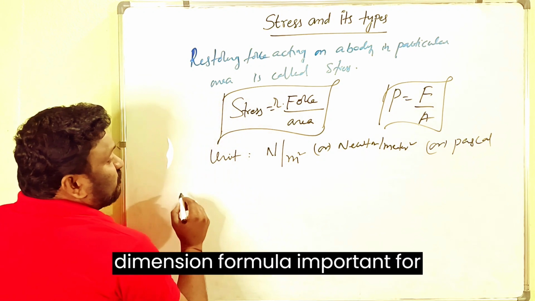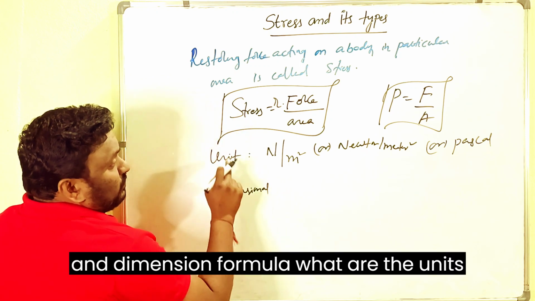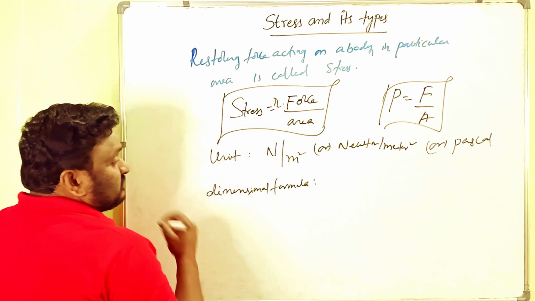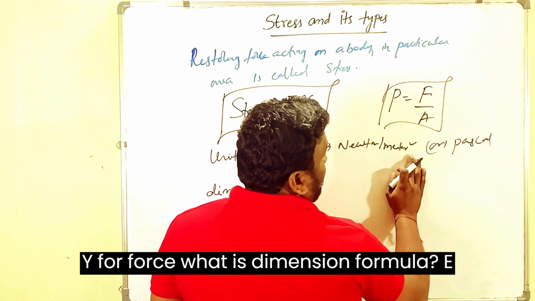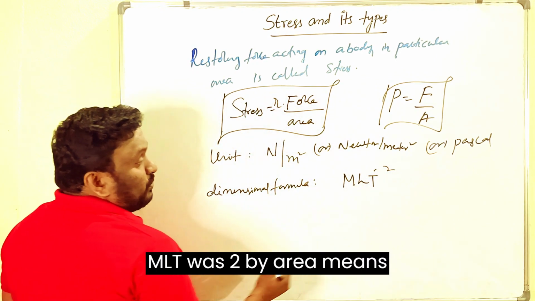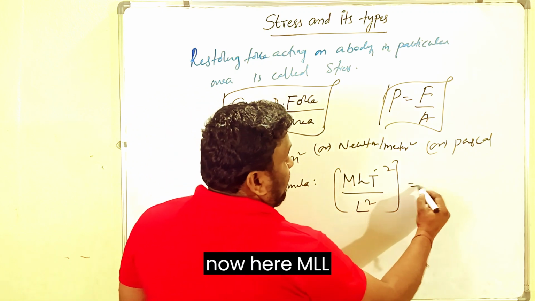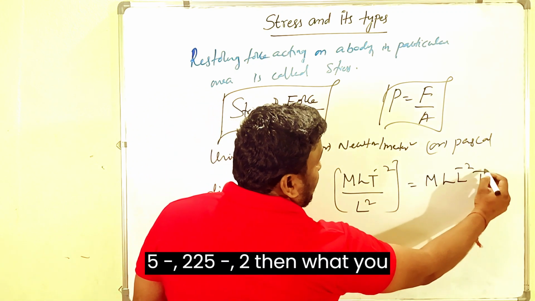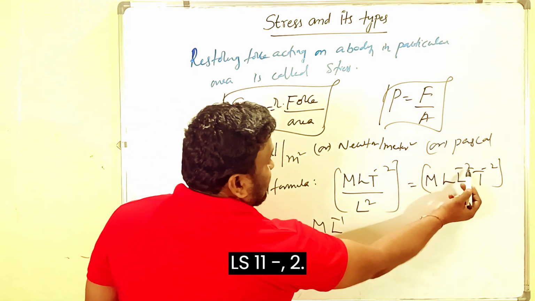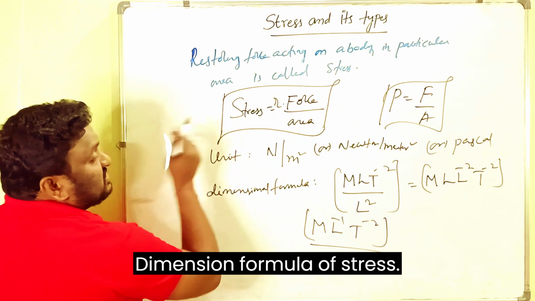And children, now the dimensional formula, important for 2 marks. What are the units and dimensions of stress? Dimensional formula, what can we write? So children, P is equal to F by A. For force, what is the dimensional formula? M L T to the power of minus 2. M L T to the power of minus 2 divided by area, which means L square. What do we get now? M L to the power of minus 2 T to the power of minus 2. Then the dimensional formula is M L to the power of minus 1 T to the power of minus 2. So this is the dimensional formula of stress.